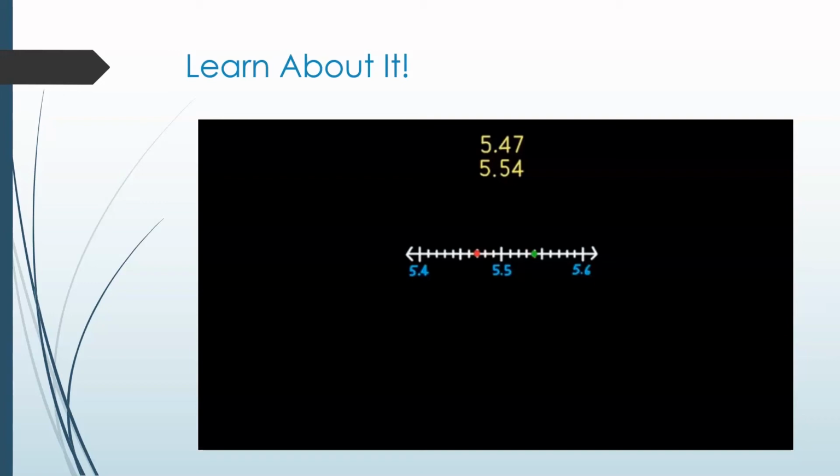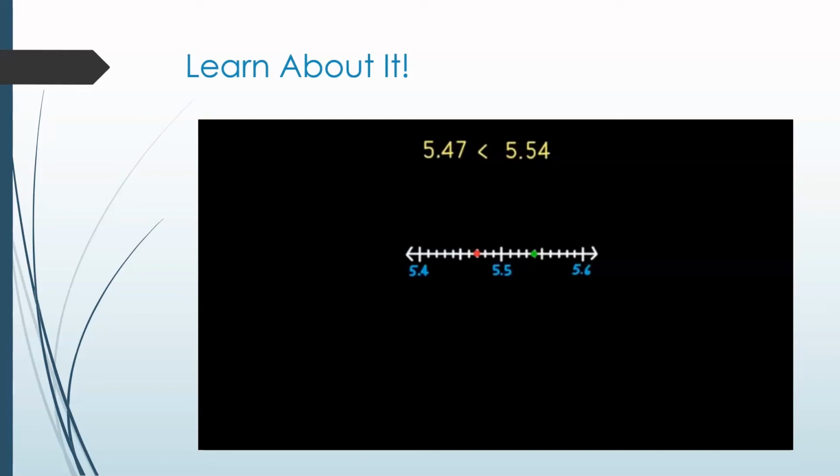5 and 54 hundredths is farther to the right on the number line. It is the greater number. We can write this as a comparison. 5 and 47 hundredths is less than 5 and 54 hundredths.